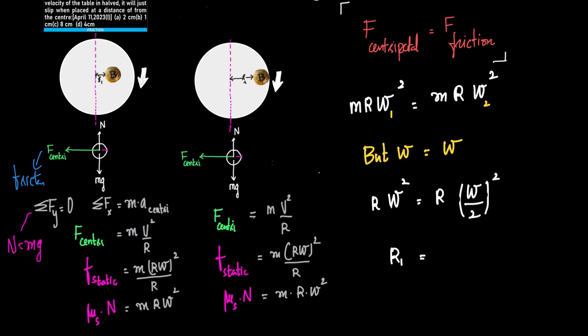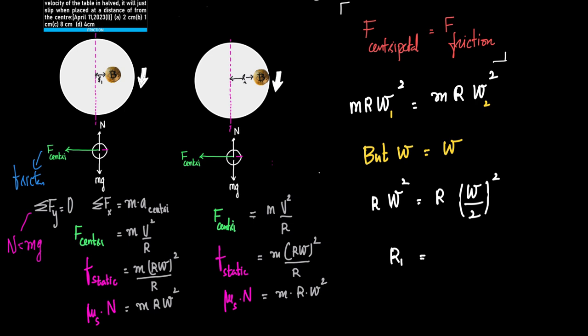So we have mu s into N is equal to m into v square by r. What is v? V is r omega. What is v square? R omega the whole square. So what we get is mu s into N is equal to m into r omega square. And if you do the same thing for the same coin at the second distance r2, what you get is mu s into N is equal to m into r into omega square.